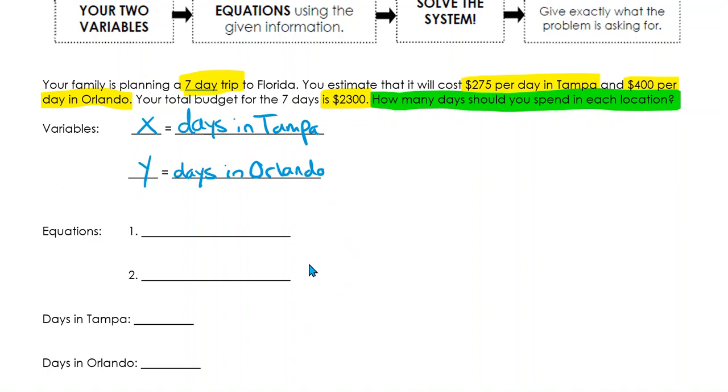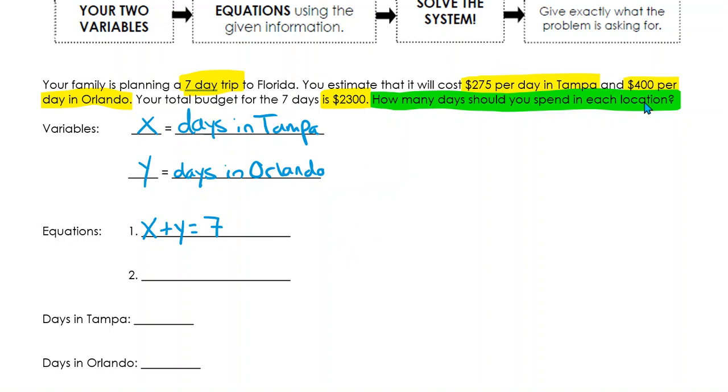So now we need to figure out an equation that we can write. Since both of these are days, and I know that I'm taking a 7-day trip, if I add the Tampa days to the Orlando days, that should be equal to 7 days total for my trip.